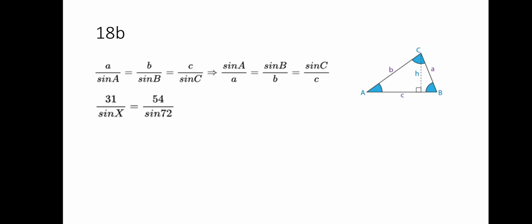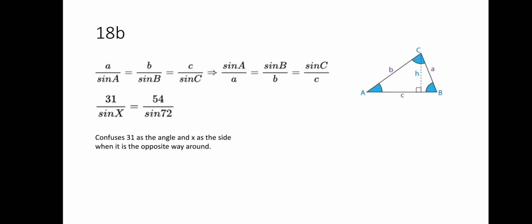So when we actually use the sine rule, in this case it would be 31 over sine X, which is equal to 54 over sine 72. And it should be clear what error she's made, because the actual sine rule when applied is 31 over sine X equals 54 over sine 72, not X over sine 31.